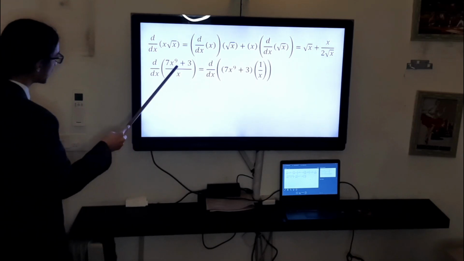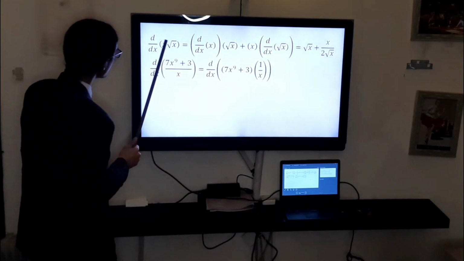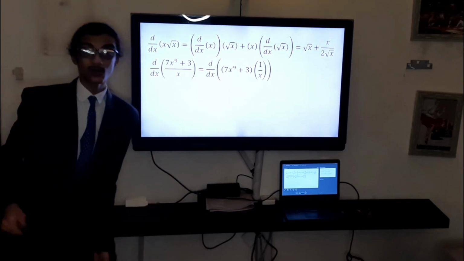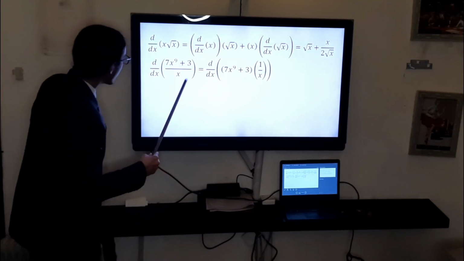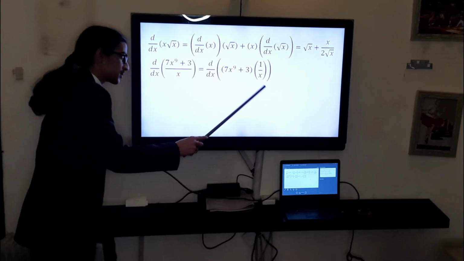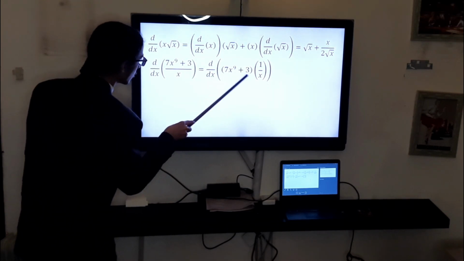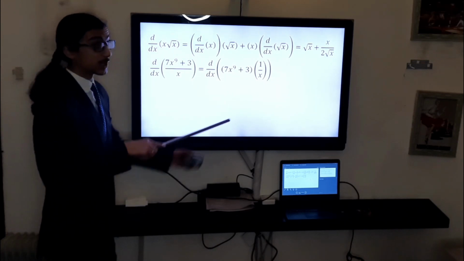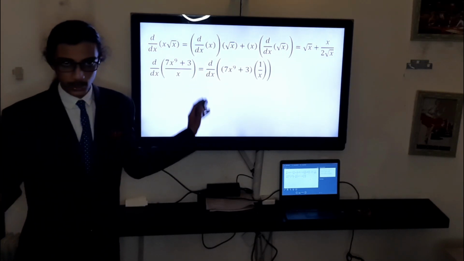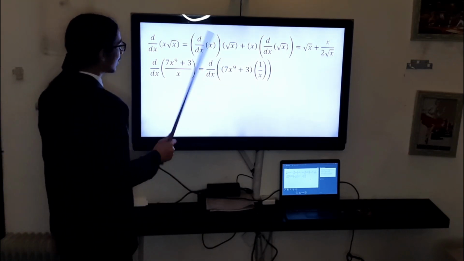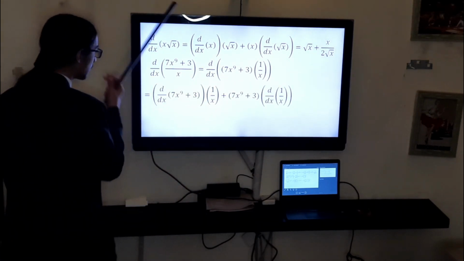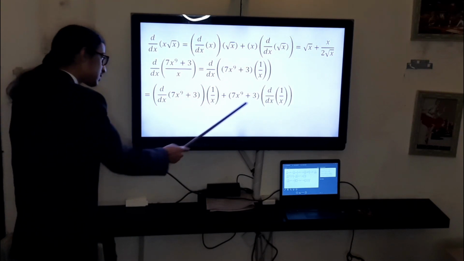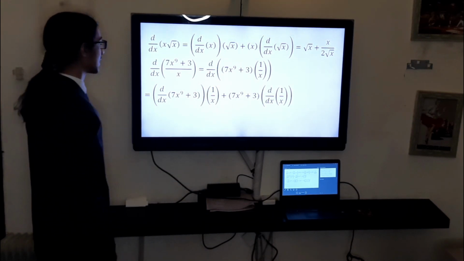Okay. Now here's another one, right? We've got 7x to the power 9 plus 3 over x, right? Now you might think, how do I use the product rule here? Well, divided by x can also be written as into 1 over x, right? So now, hopefully it's clear, we've got two different functions, right? 7x to the power 9 plus 3 into 1 over x. Now here you have to use the product rule. There's no alternate way to do this, right? Now, how do I do this? Well, same thing, same logic. We're going to take the derivative of the first function, multiply by the second function, then just the first function, multiply by the derivative of the second.